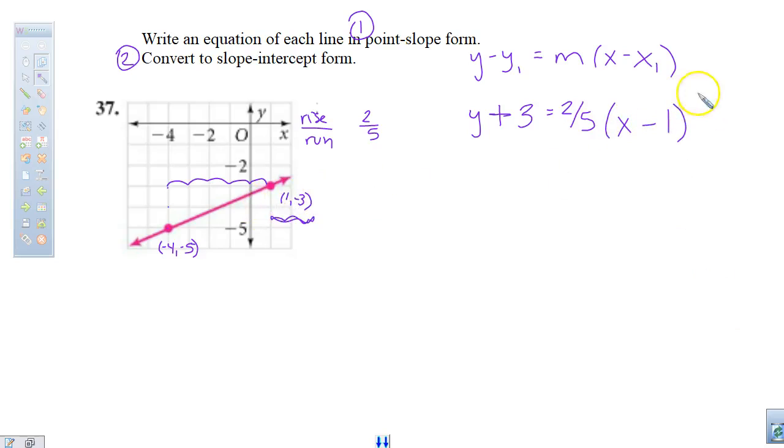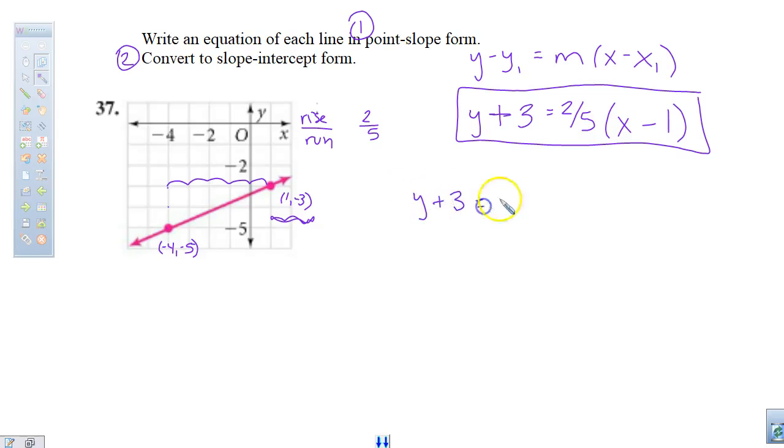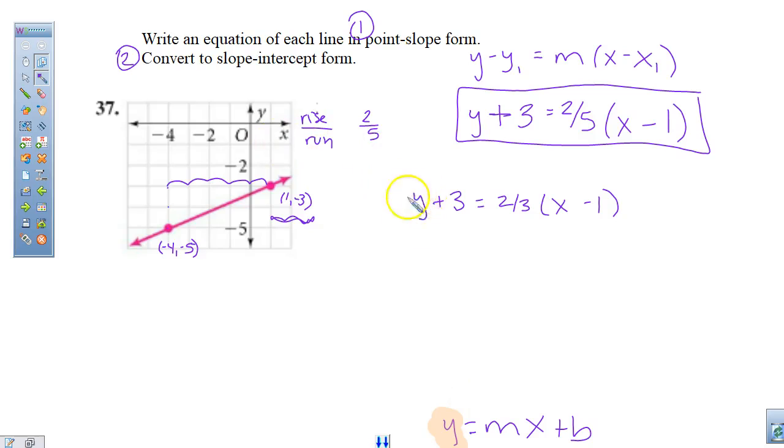So that's step 1, writing it in point slope form. Step 2, we have to take point slope form and convert it into slope intercept, which is y equals mx plus b. So I'm going to write that at the bottom so I know my goal is to eventually get this y by itself. To get y by itself, I'm going to have to take away this 3. But before I can do that, I've got to distribute my 2/5.